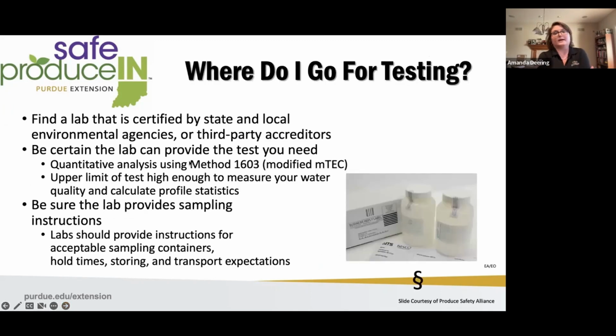So like I said, you got to find a certified lab. The Indiana Department of Health, they do water testing in Indy. You can contact them, but there's all kinds of places that will do water testing. But again, you're going to test for generic E. coli and just make sure that that's what they can do. And then make sure that that lab is giving you the information that you need to collect that sample.